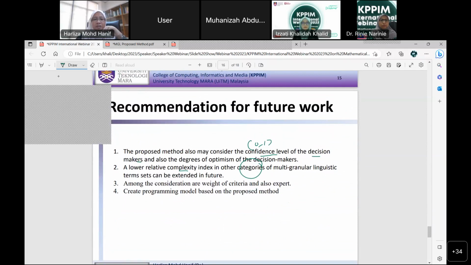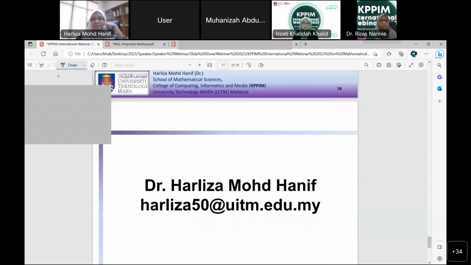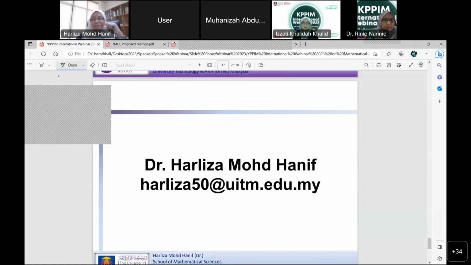And then creating a programming model. With this one we need expertise in programming. Maybe we can come up with the programming, we insert the rules and such, and then all we have to do in order to get an output is put in the value of the evaluation, and then voila, settle with the output. Maybe in future recommendation. And then that's it from me.